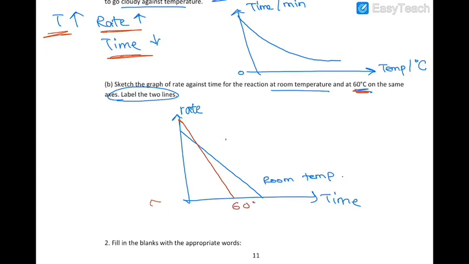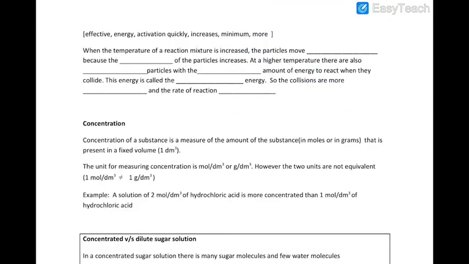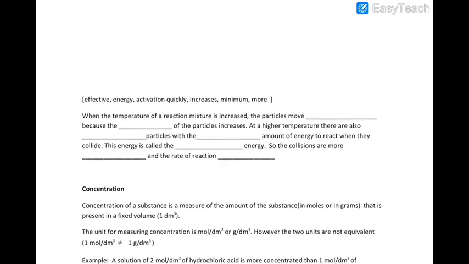So in red you have 60 degrees Celsius. Okay. Now you have a fill in the blanks, so you can complete the fill in the blanks.